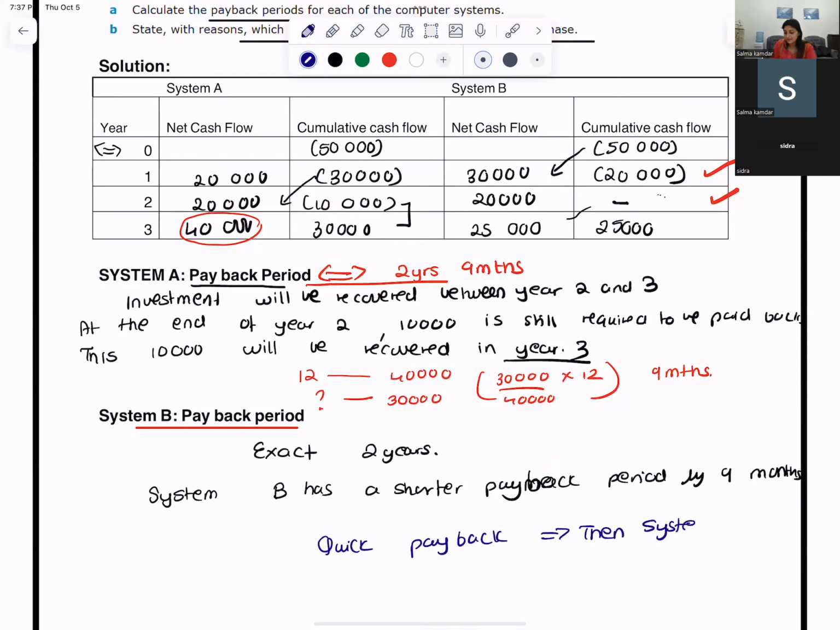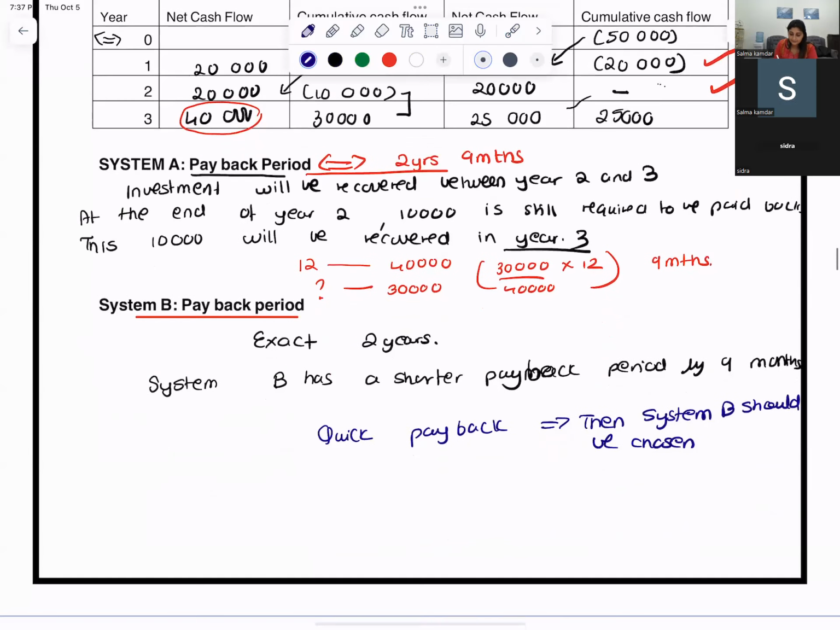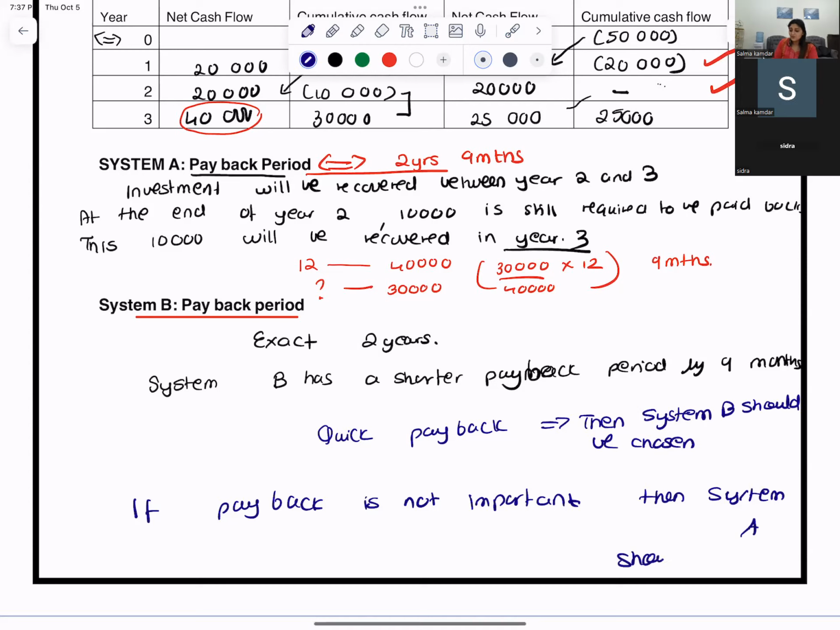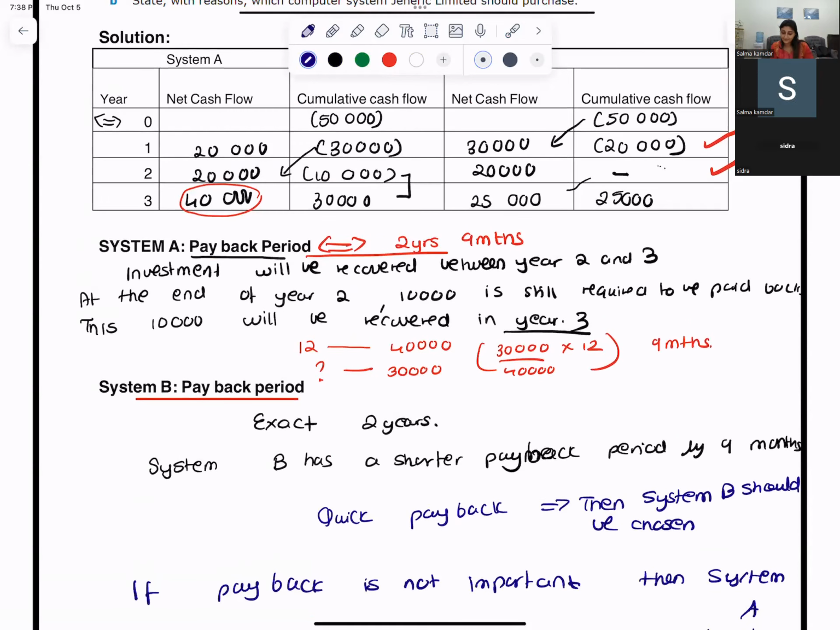Please write along with me. System B should be chosen. If payback is not important, if you need a higher cash flow at the end, then system A should be chosen. These evaluations will help you when you have to give your advice and when you have a full-fledged sum. So you should know what to write.